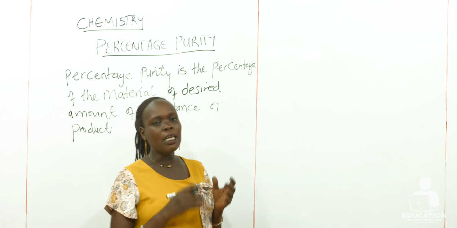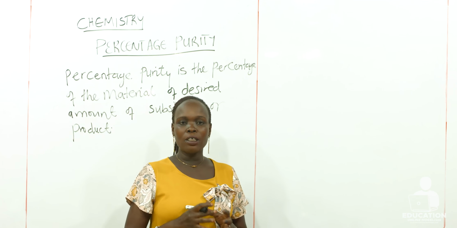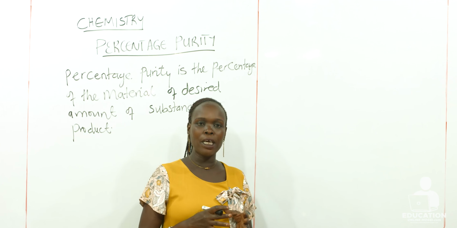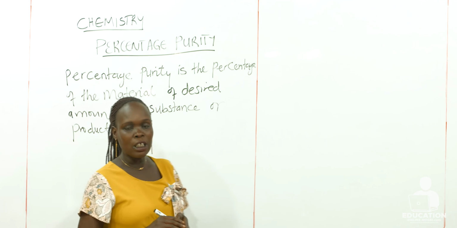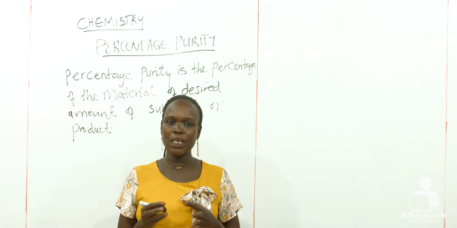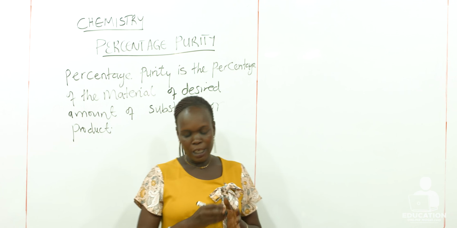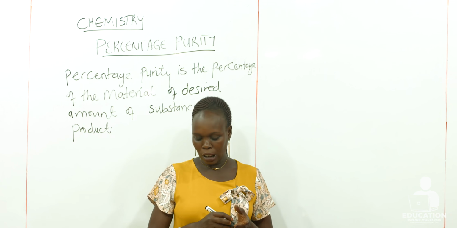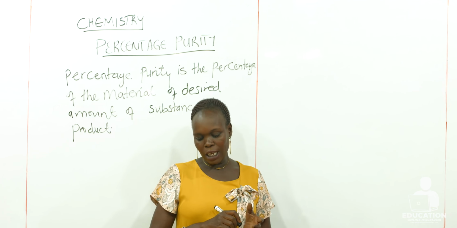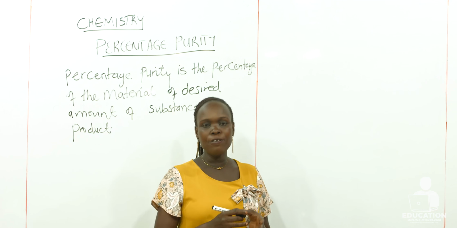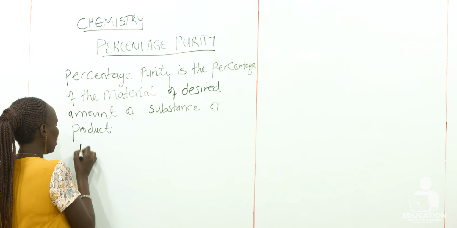So how do we usually calculate this percentage purity? We have a formula to calculate the percentage purity of the product that we wanted. First of all, what is percentage purity used for? It is usually used for the extraction of table salt, for the extraction of crude oil, and also in the extraction and purification of metals.